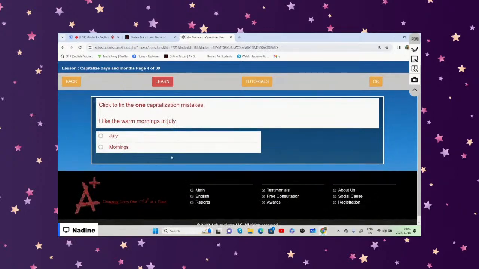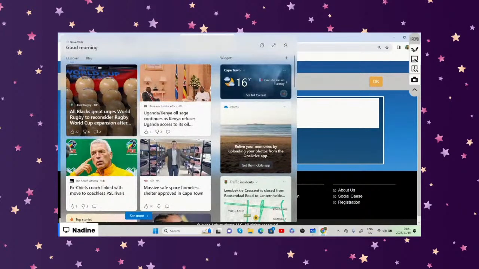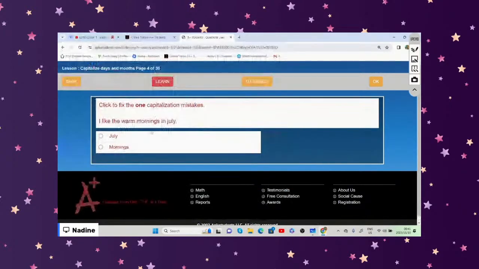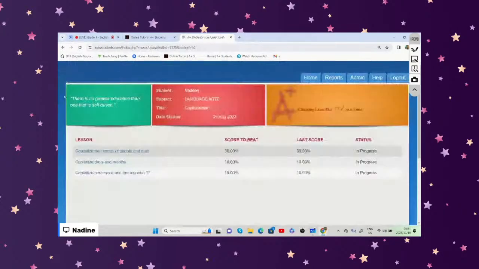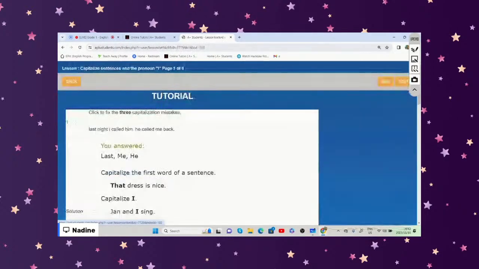And I like the warm mornings in July. And if we fix a capitalization mistake, oopsie, then it is July. And that's a month of the year. I pressed the wrong button now, but it's July. All right, and then we're getting to the last one, which is to capitalize sentences and the pronoun I.